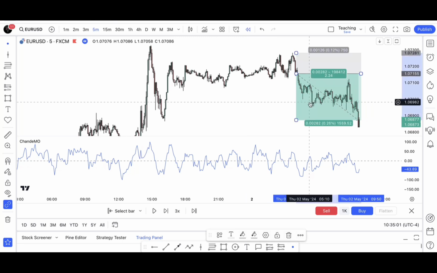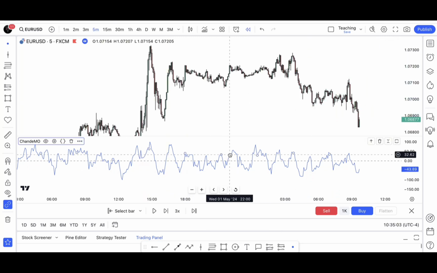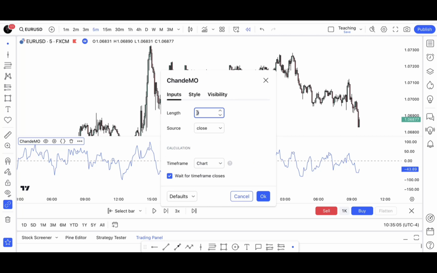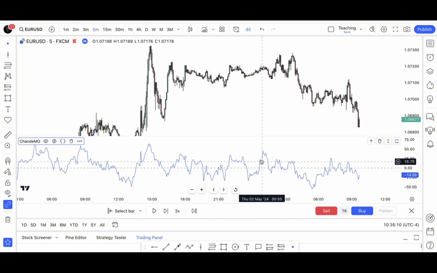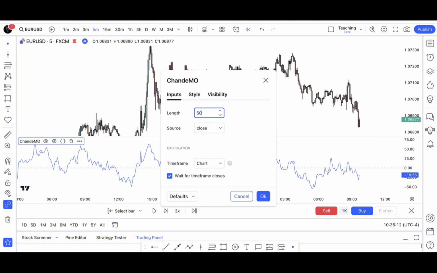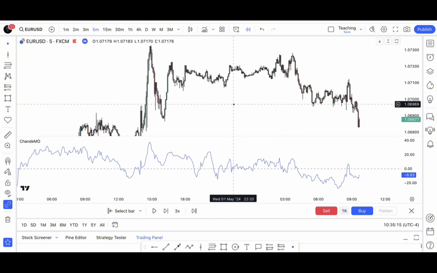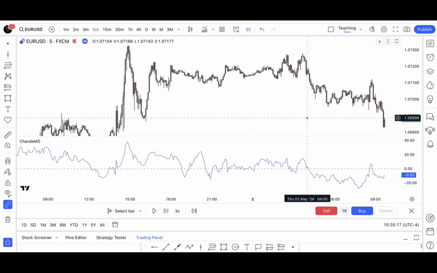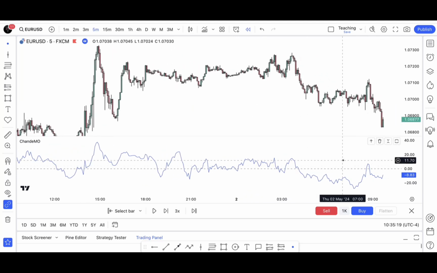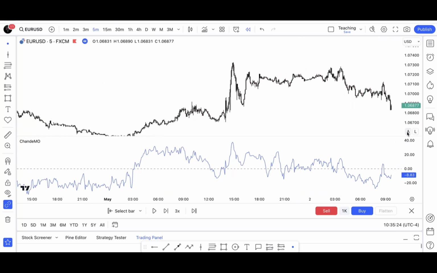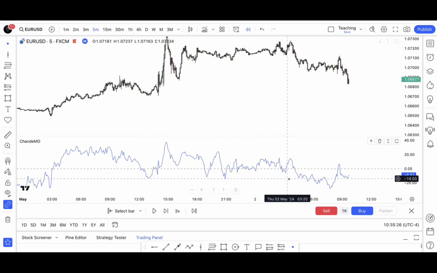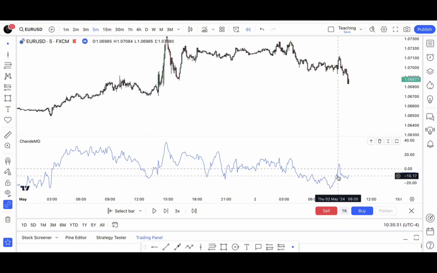I prefer to set the CMO indicator's period a little bit higher. For example, let's go for 20 or maybe 50. Okay, this one is better. So now we have a more clear momentum indication. And for example, all this time the momentum was bearish until this little candle, and then again bearish.